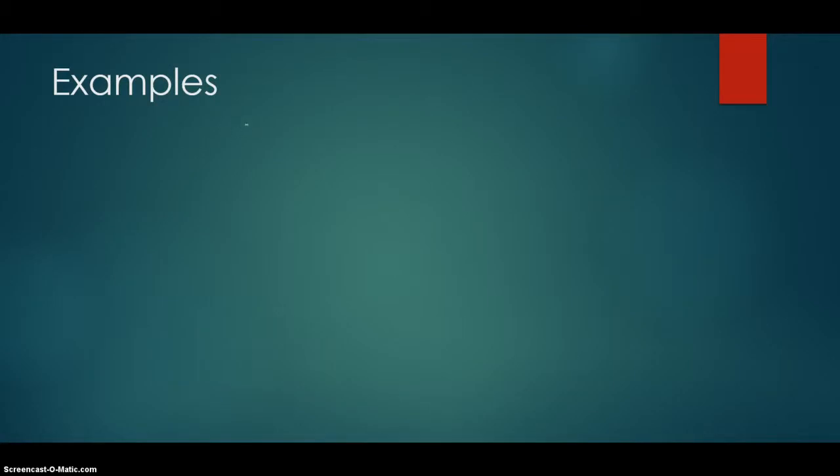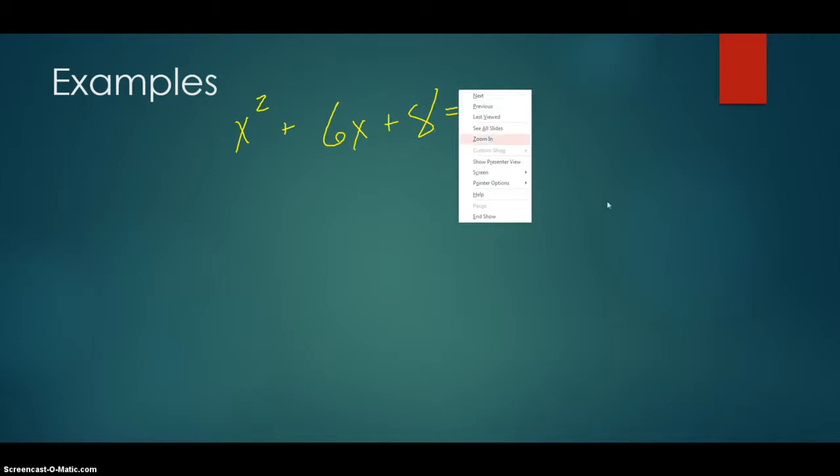An example would be something like x squared plus 6x plus 8 equals 0. And the way it works is you're looking for the numbers that when multiplied together give you this number and when added together give you this number. And I'll show you in just a minute why it works out that way.